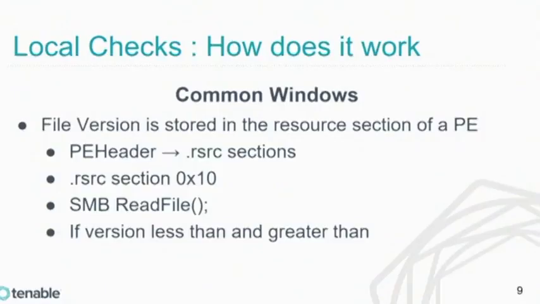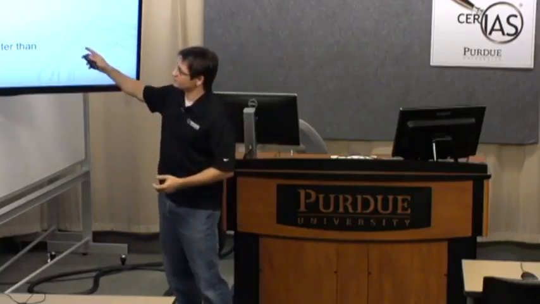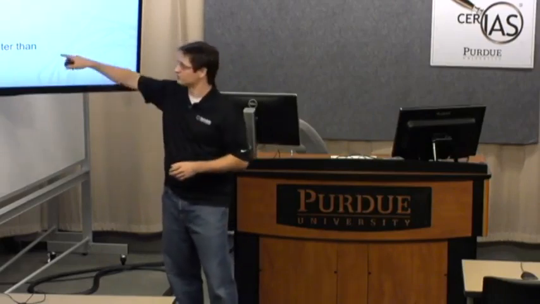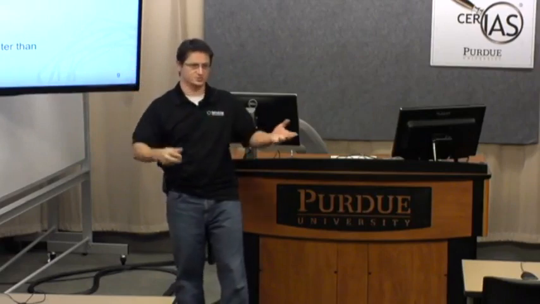We do an SMB read file. I think it's 16 bytes on that section. That gives us the version. We basically turn it from binary into ASCII, and then we just say, is that version greater or less than this? It's pretty simple. All we have to do is get that version and check against it. The whole thing is we have most of this all automated. So all you have to do is just push in the version. We can run through and say we need to get this for this piece of software.